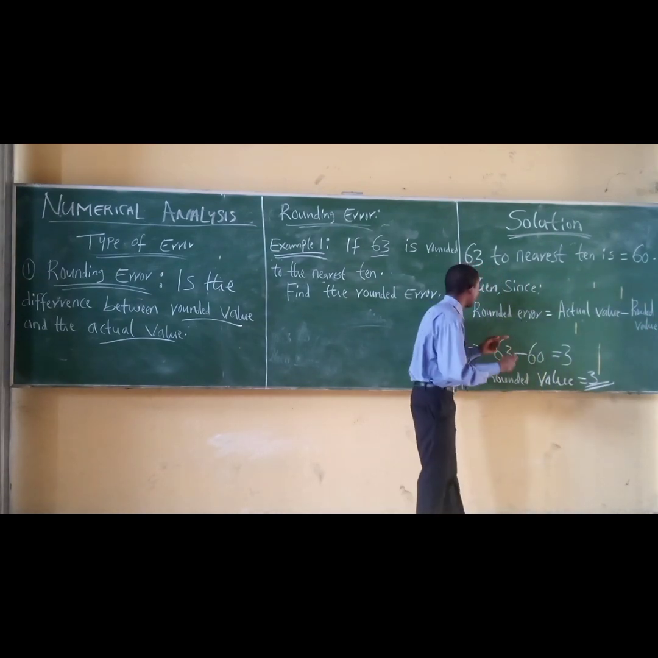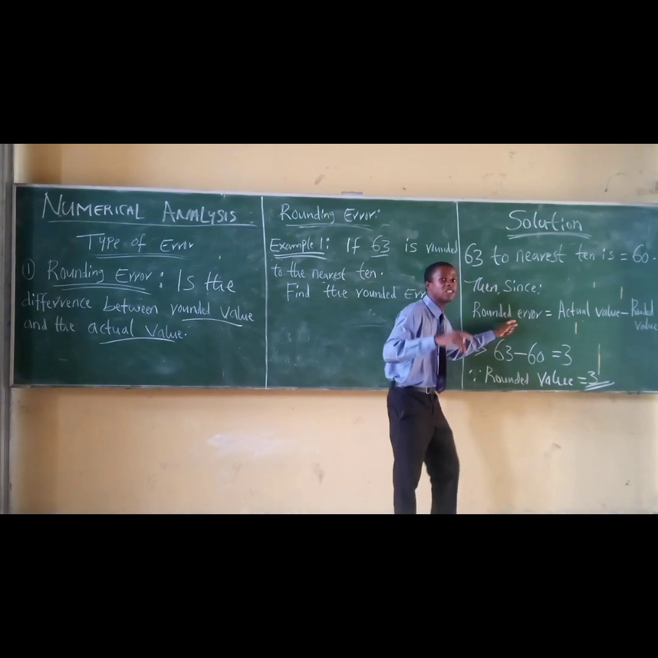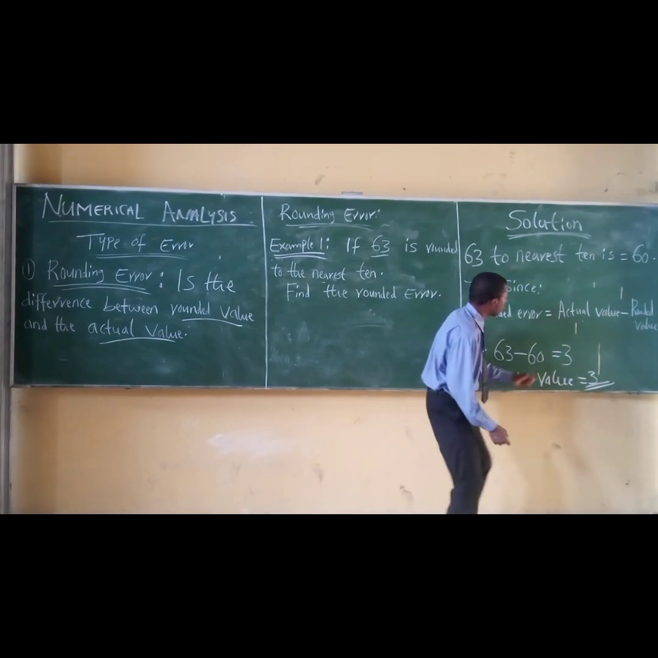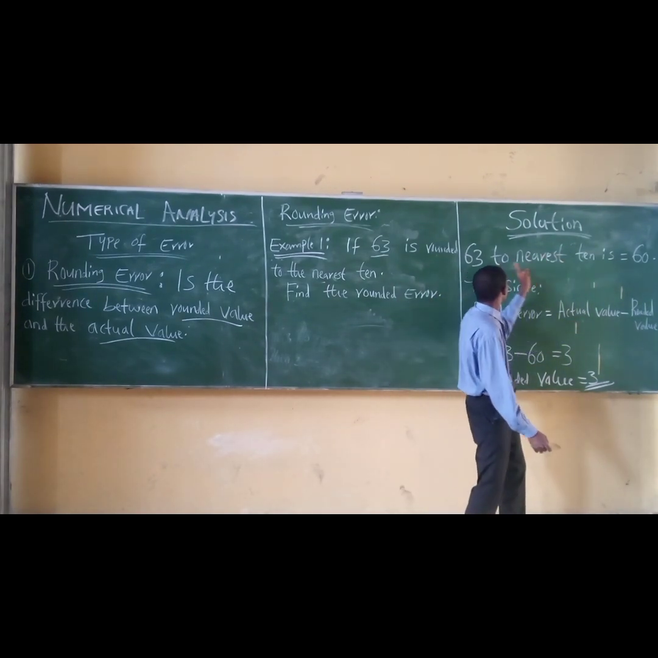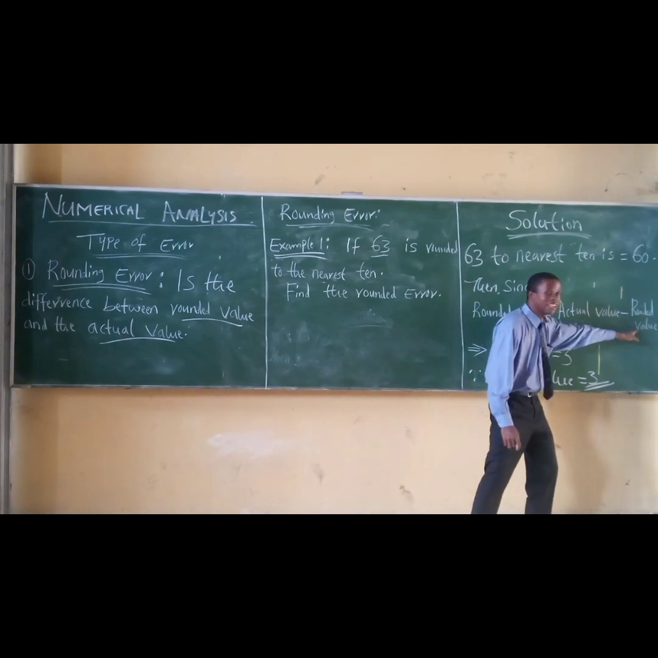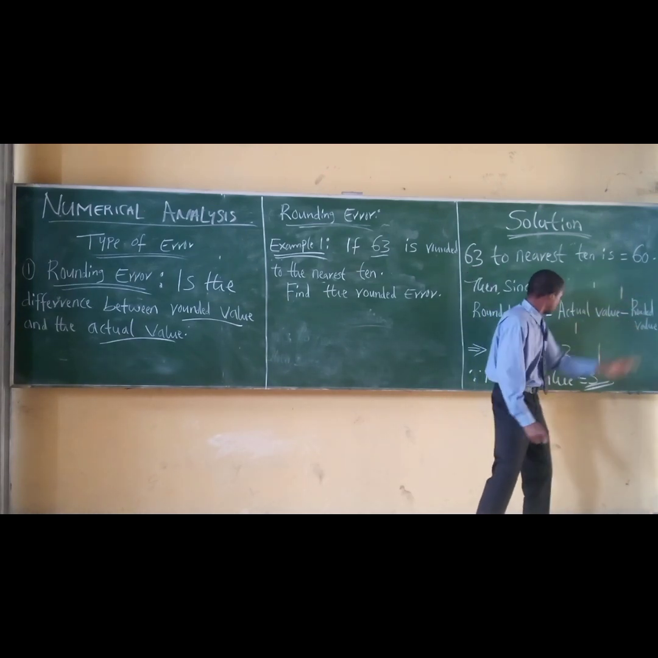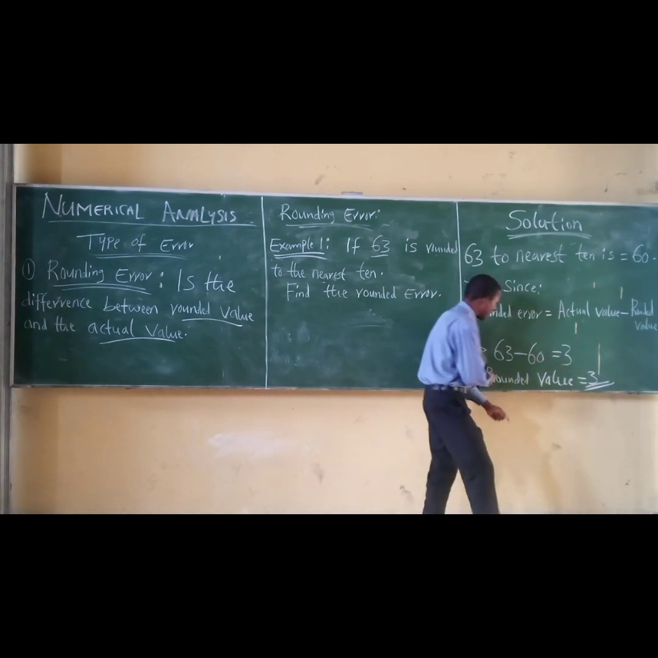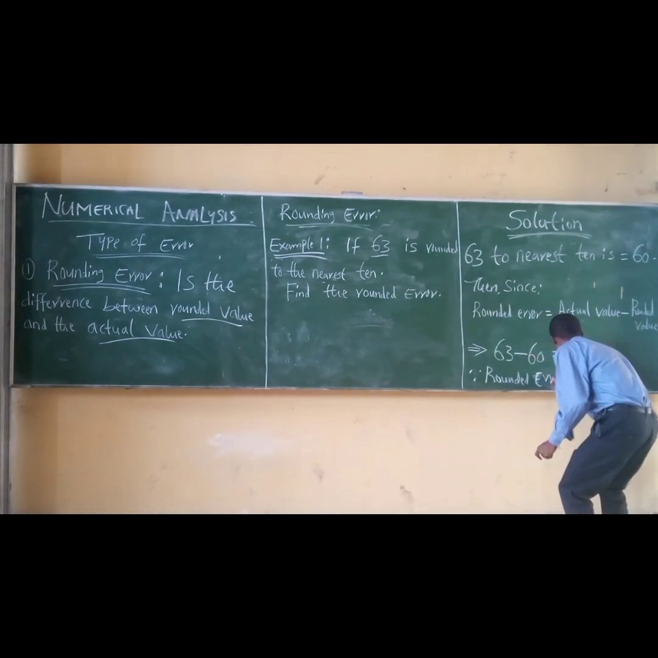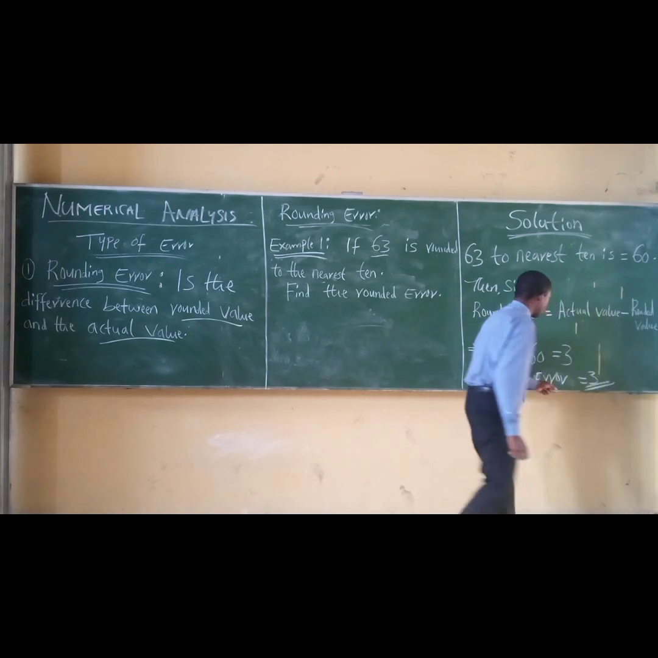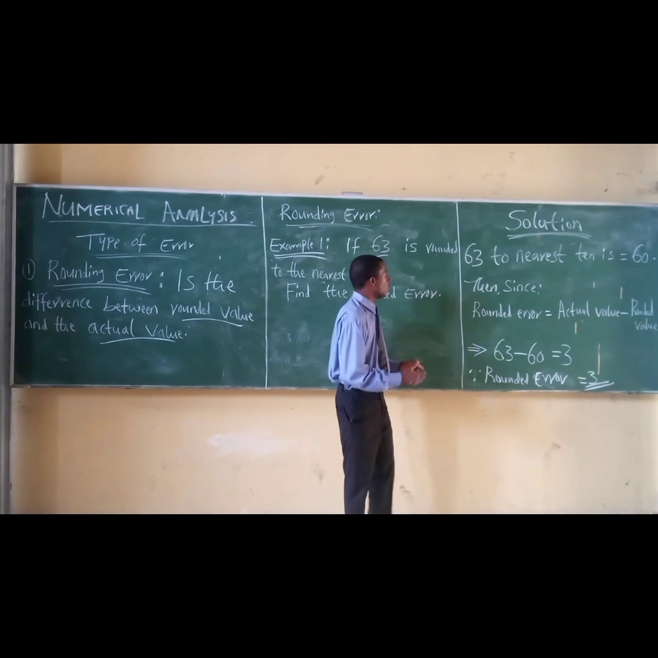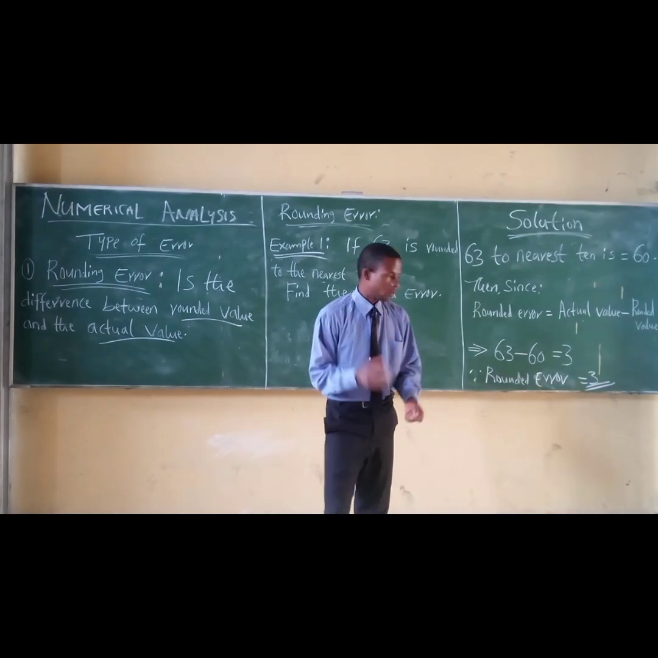When you talk about rounding error, it is the difference between the rounded value and the actual value. So the actual value, which is 63, minus the rounded value, which is 60, gives us 3. 63 minus 60 equals 3. So our rounding error becomes 3. That's how to find rounding error. I'm going to give us another example.